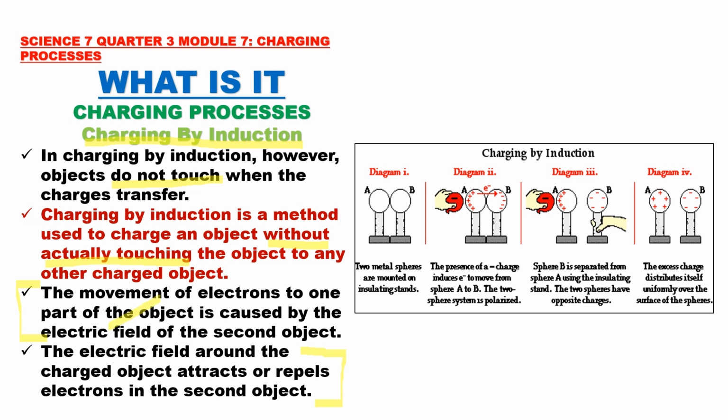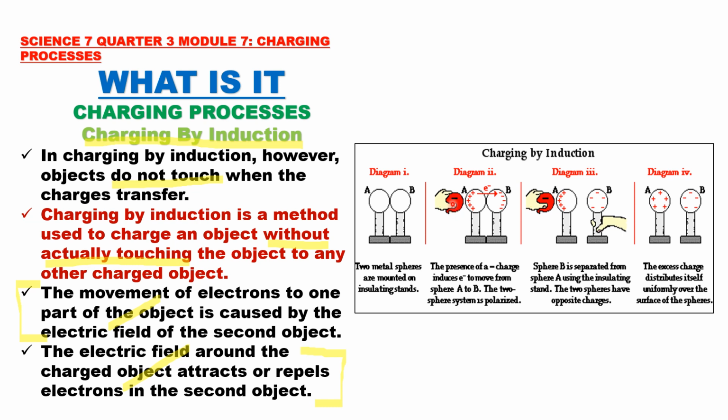So to explain these two ideas, let us take a look at our illustration. So here we have two metal spheres mounted on insulating rods. So this is metal sphere A and this is metal sphere B. So both of the spheres are neutral. So ibig sabihin wala silang charge. Next, in the second diagram, we can see na merong nilagay na charged object near metal sphere A. Near but not touching. Okay?